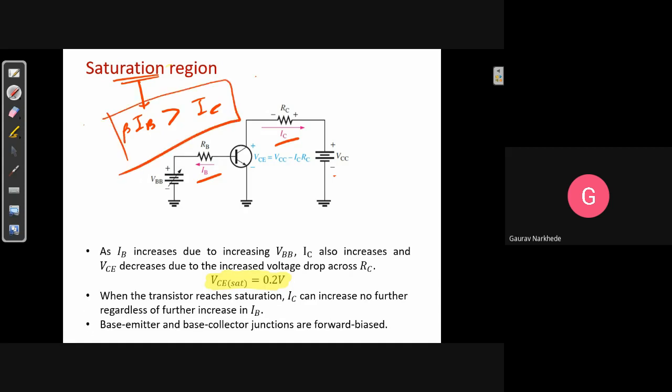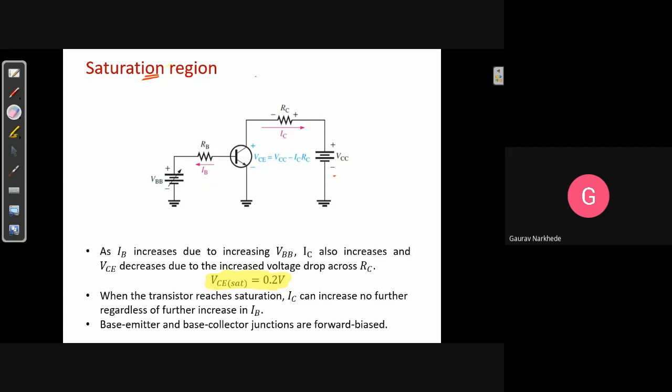So if you want to find out in which region your transistor is, right? Then what you will check: you will calculate IB, you will also calculate IC. How will you calculate IB and IC? By using the equations, right? And then you just check beta times IB. If it is greater than IC, then your transistor is said to be in the saturation region. So the base emitter and base collector junctions are forward biased in the saturation region, right? Any problem in this? No, sir. Okay, and how to calculate IB and IC?